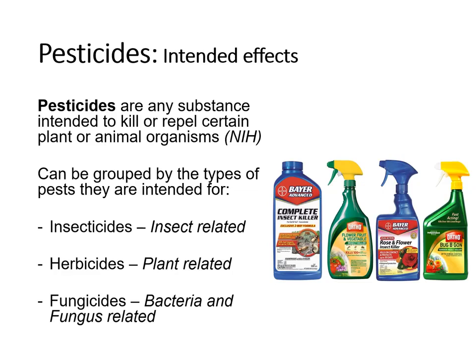What are pesticides? According to the National Institute of Environmental Health Sciences, pesticides are any substance intended to kill or repel certain plant or animal organisms. Pesticides can be grouped by the types of pests they are intended for. For example, insecticides are insect-related, herbicides are plant-related, and fungicides are bacteria and fungus-related.